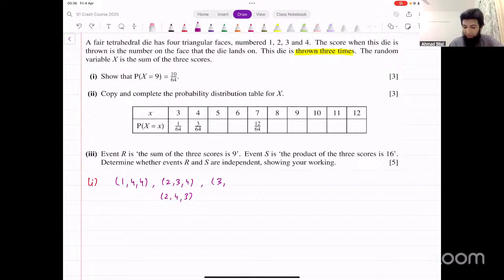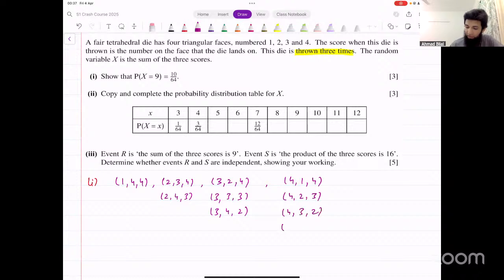If the second number is 2, with 2 you can have the last number 4. That's one possibility. And if the second number is 3, then the last could be 3 as well. And then if the second is 4, the last could be 2. And then with 4, the second can be 1, and then you can have 4. And then you can have 4, 2, 3, 4, 3, 2, and 4, 4, 1.